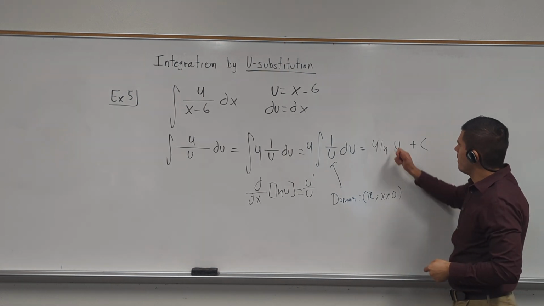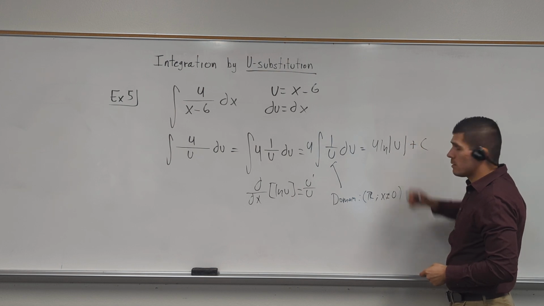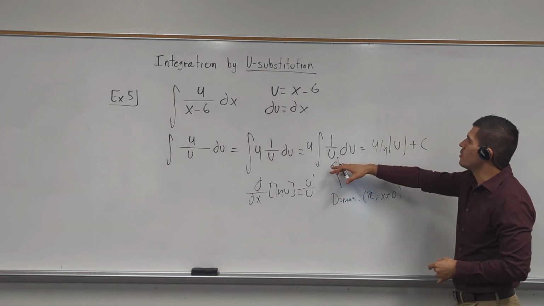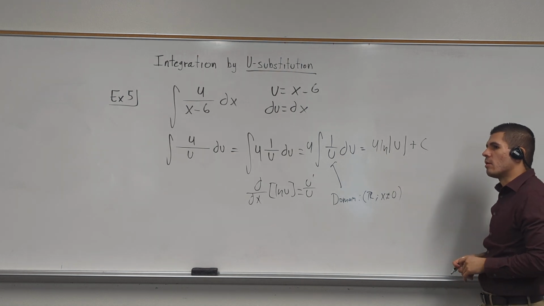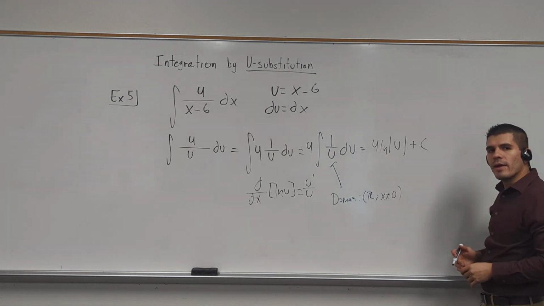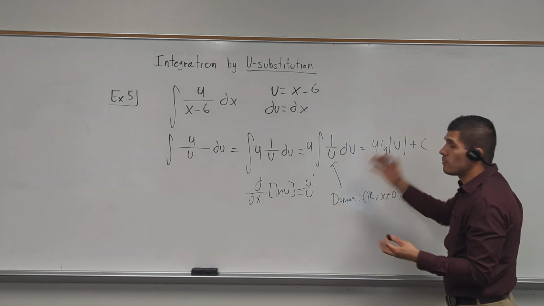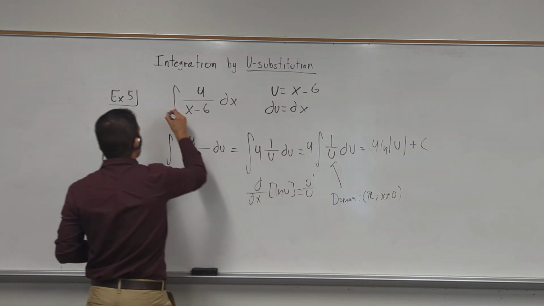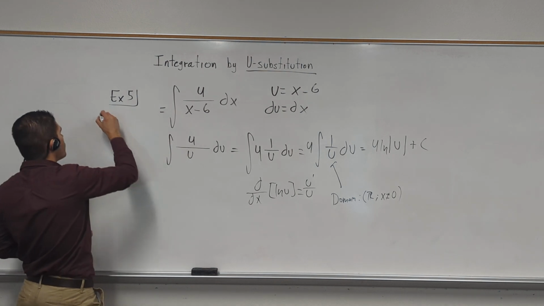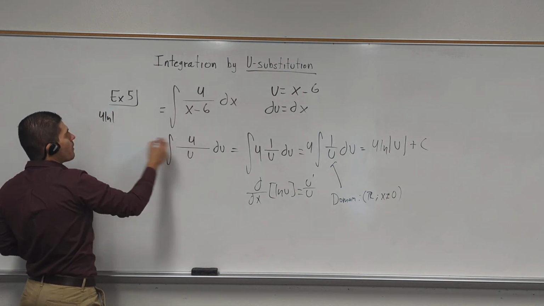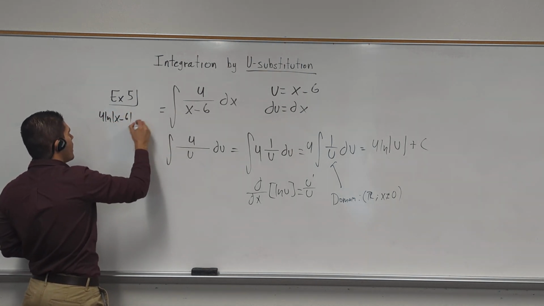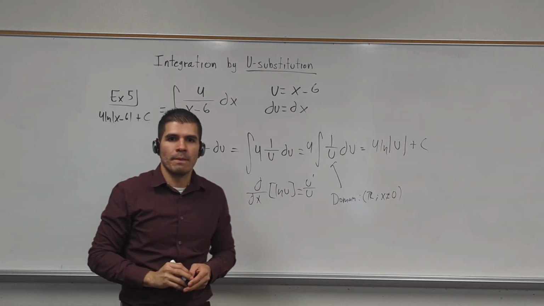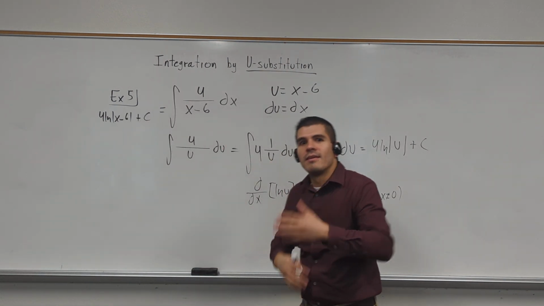So to avoid that, we're going to go ahead and include this, and you can do this for every problem to play it safe so you don't have to check the domains. When you anti-differentiate and your answer is a natural log, go ahead and include the absolute value symbols, okay? So this was a pretty basic example for this. So now I can go back and say that the answer for this is equal to 4 natural log of the absolute value of x minus 6 plus c.